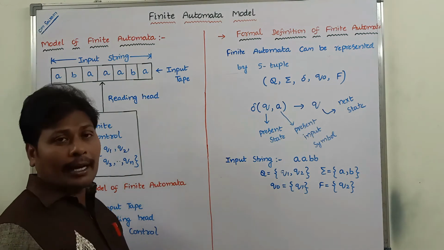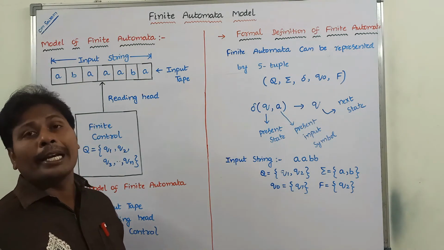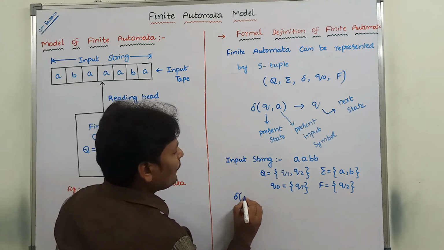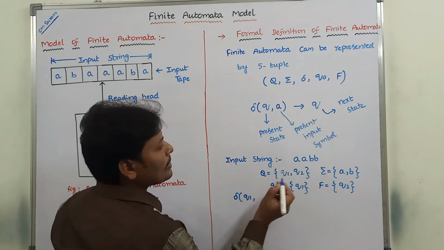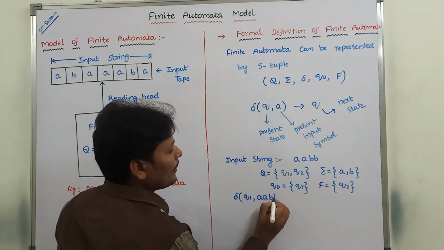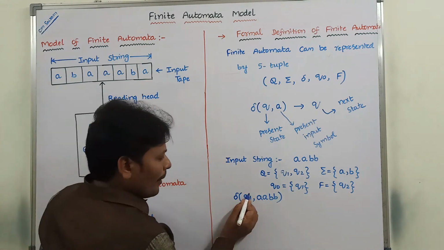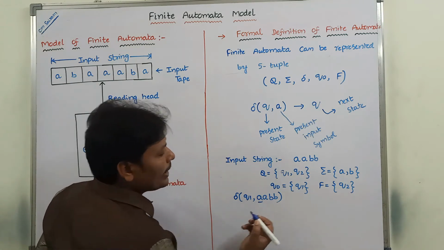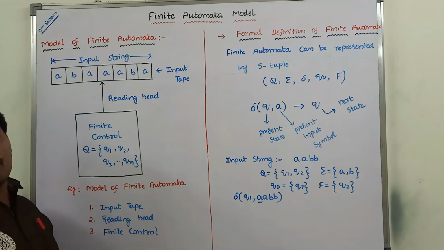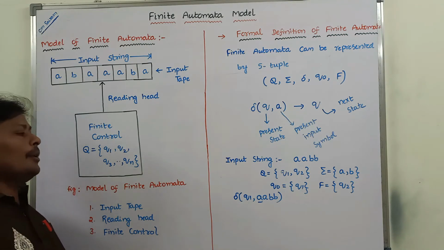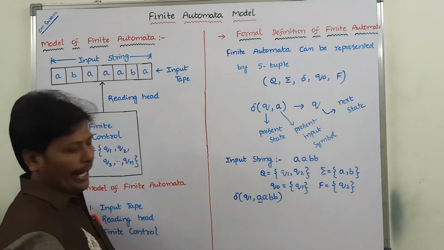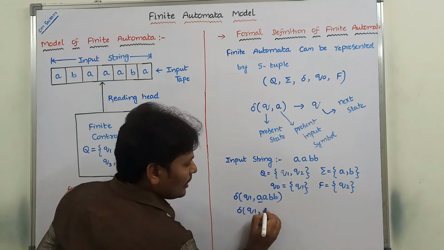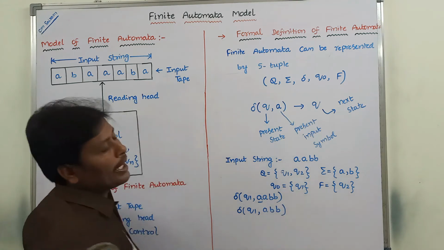Now, delta is the transition function that is used for finding the next state of the finite automata. First I am taking delta of the initial state Q1 and the string AABB. This is the present state and this is the input string. At a time, the reading head can read only one input symbol. So delta of Q1 comma A is Q1, and the remaining input symbols are ABB.